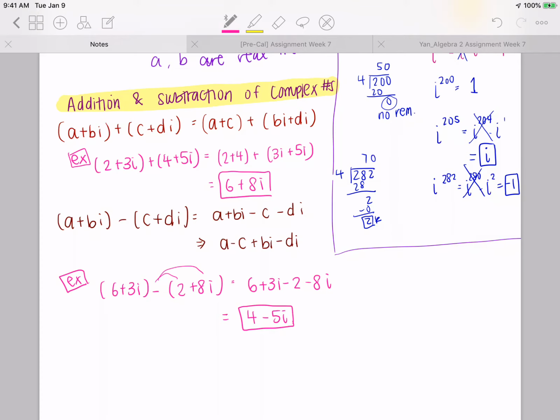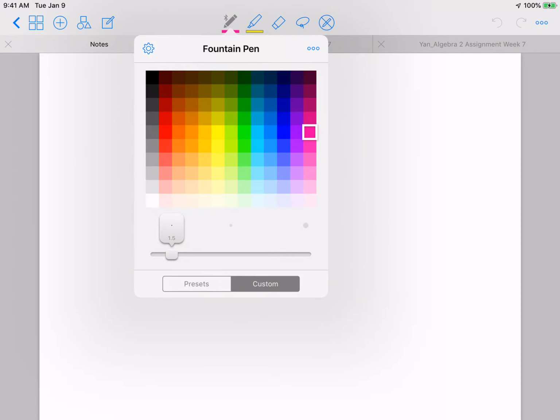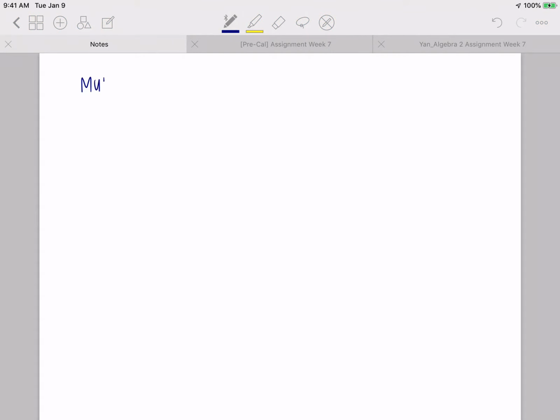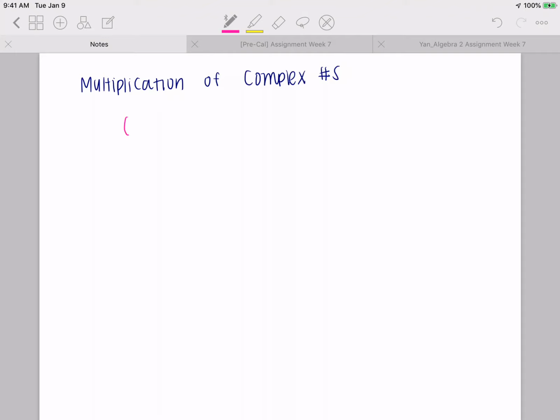We're now going to get into multiplying. So let's look at multiplication of complex numbers. If I have a plus bi again, I multiply c plus di, you're going to do your distribution, which is like FOIL.